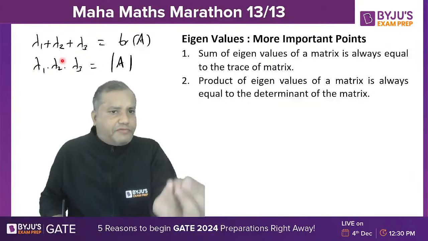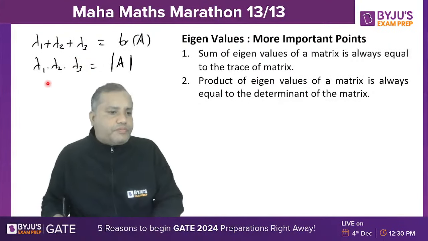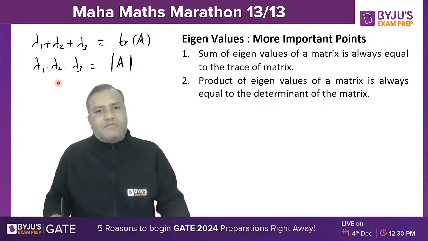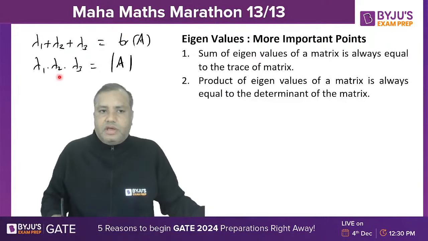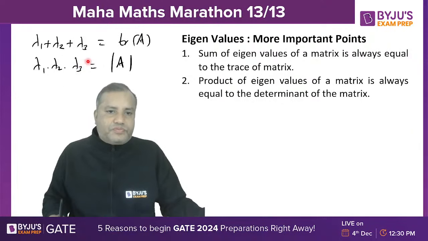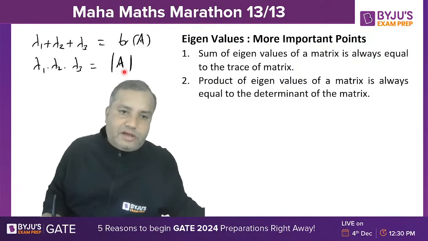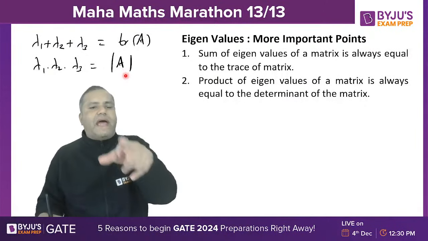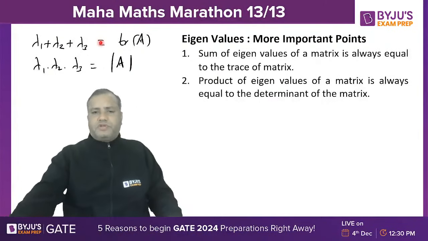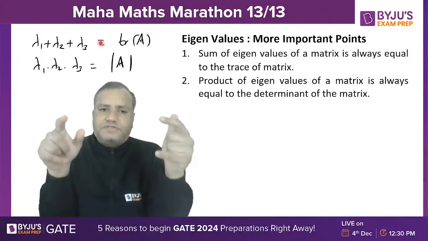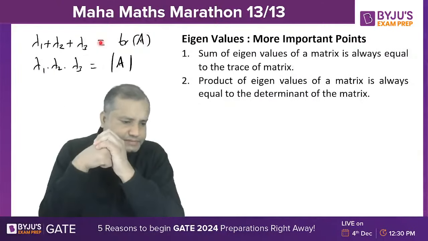What happens if any one of the eigenvalues is 0? क्या होगा अगर एक भी eigenvalue 0 हो गई तो? If any one of the eigenvalues is 0, then this product will be 0. The determinant will become 0, and you will say that the matrix is singular. So for a singular matrix, at least one of the eigenvalues is 0. Singular matrix का कम से कम एक eigenvalue 0 होता है.